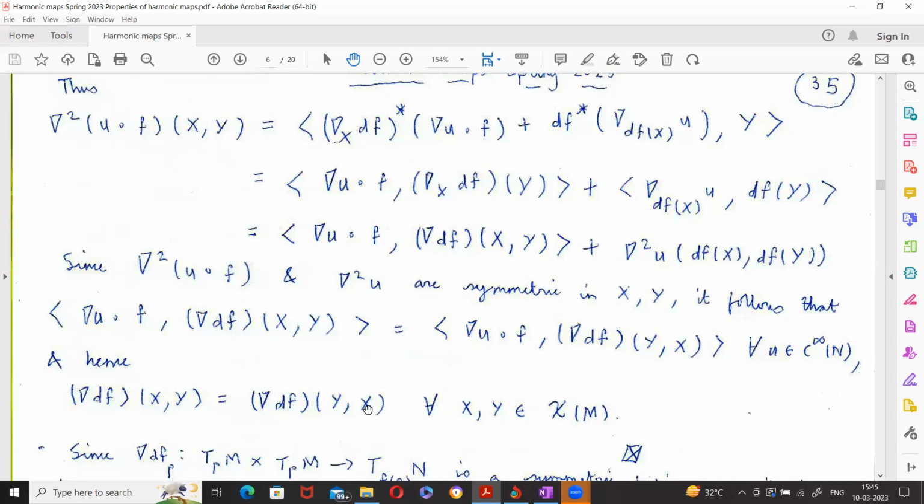Yeah, it's clear. So we're just using the fact that the Hessians of u composed with f and u are both symmetric. That's all. So symmetry of the second fundamental form follows from symmetry of the Hessian.